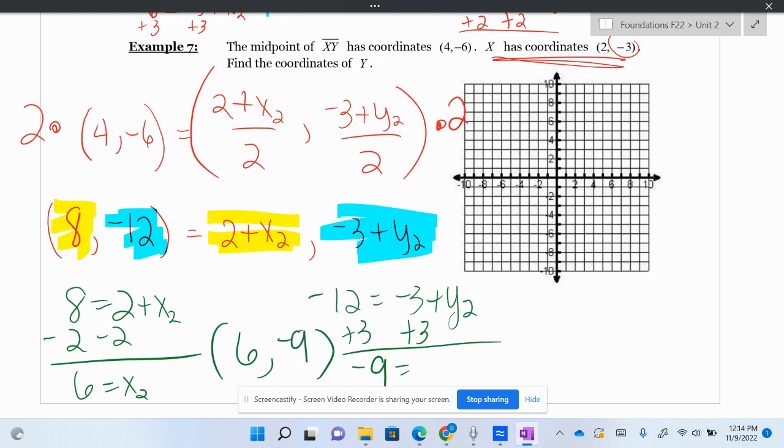So let's graph them. So let's see. X is the point (2, -3). This is where X lives. My midpoint is the ordered pair (4, -6). And I said that the last point, Y, is the ordered pair (6, -9). And I think that that probably looks really good.